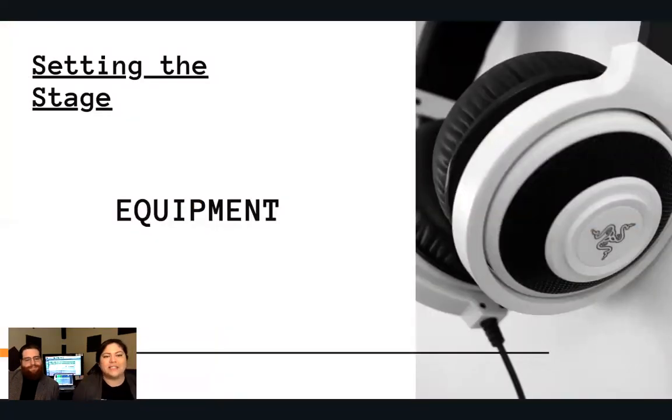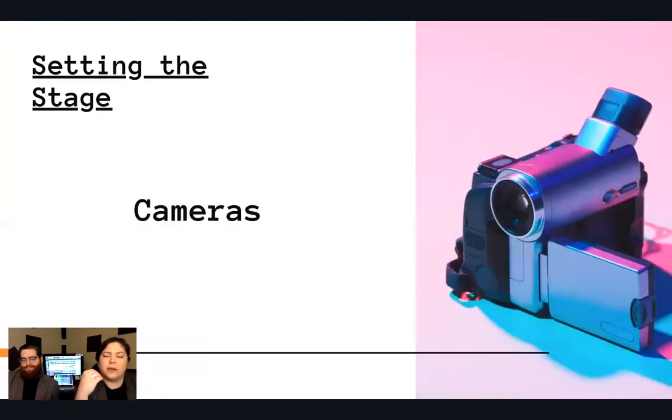Okay, this is going to be more the meat of our presentation: the equipment. And really, when we talk about equipment, what are we talking about? We're talking about two things: cameras and microphones. I'm just going to do a quick spiel on cameras. The good thing about cameras right now, with laptops, iPhones and newer cell phones, is that cameras are pretty good.